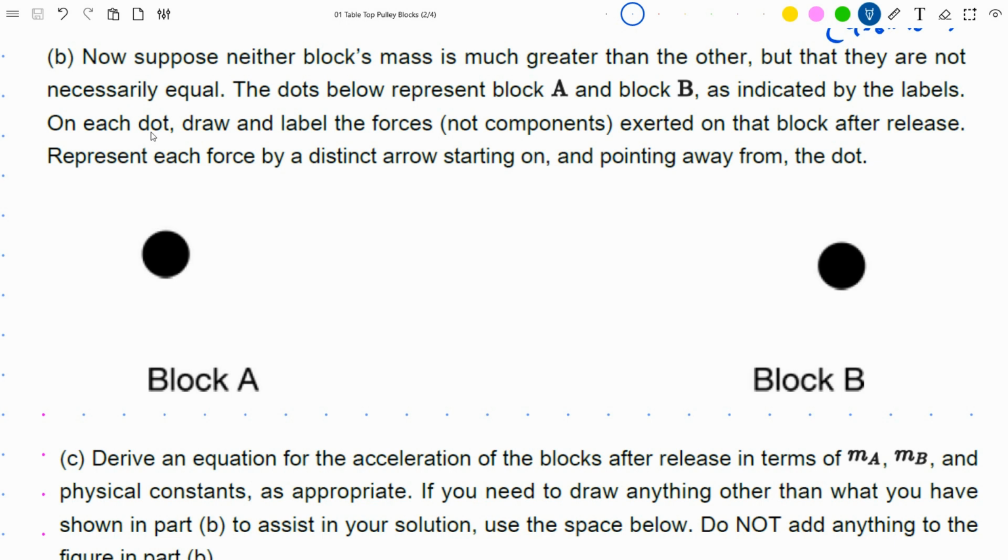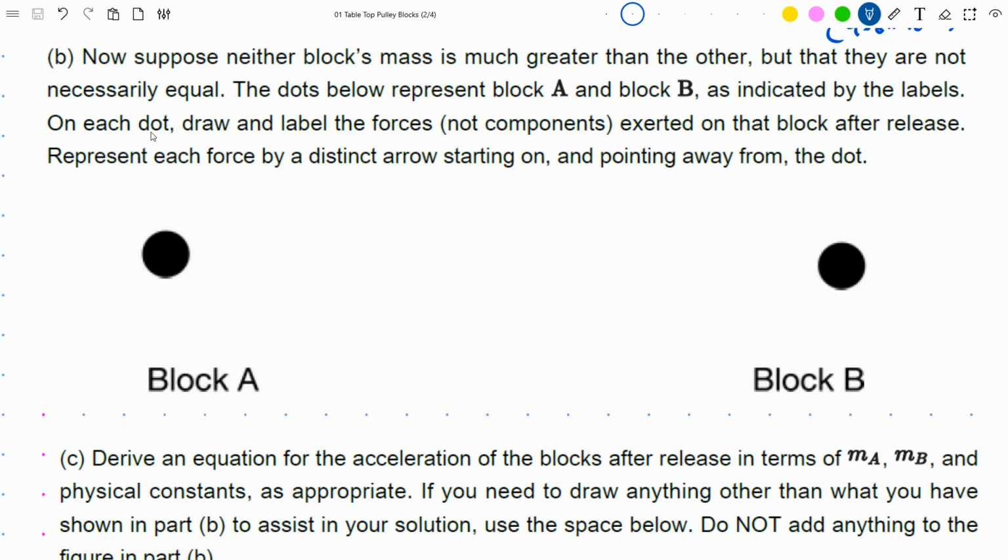Okay. The dots below represent the blocks A and B as indicated by the labels. Sure, okay, and don't let the fact that they're now circle in shape throw us. We often just use small circles or almost even dots to represent physical objects, so the switch of a shape is not relevant, but I'll just point it out. On each dot, draw and label the forces. Don't resolve anything into components exerted onto that block after release. Represent each force by a distinct arrow starting on and pointing away from the dot. So this is pretty standard wording for essentially asking us to draw free body diagrams.